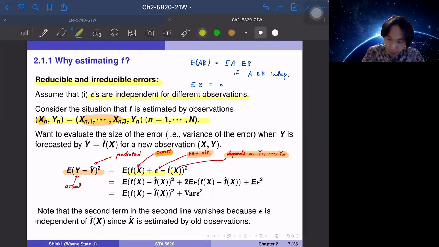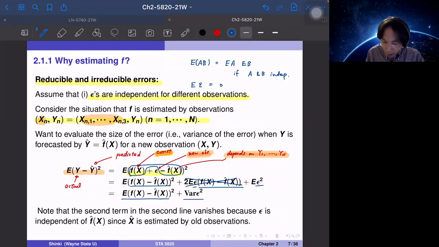So maybe I would say that f of x minus f hat of x is one component, and epsilon is another component. Then we have the square of the first term, the square of epsilon, and the cross term of epsilon and this. But epsilon and f hat are independent, so you can decompose this into the expectation of epsilon times the expectation of f of x minus f hat of x. But the expectation of epsilon is 0, so this disappears. So we only have two terms.